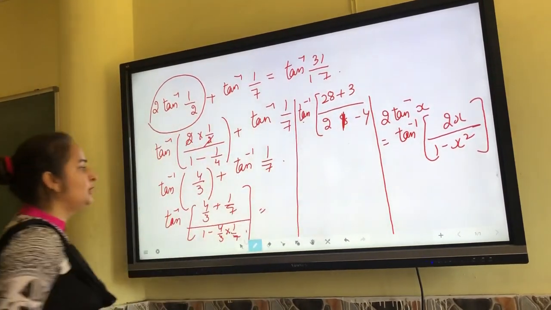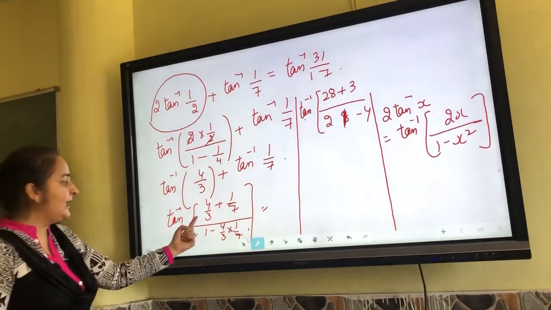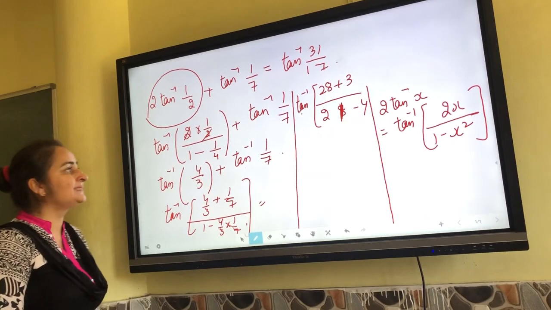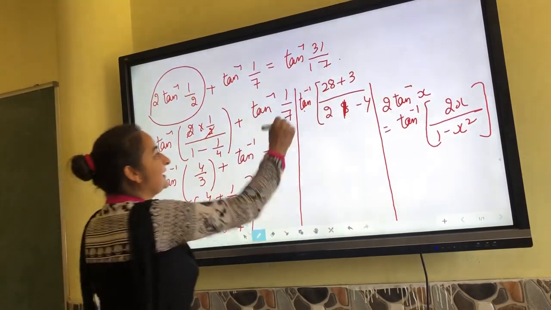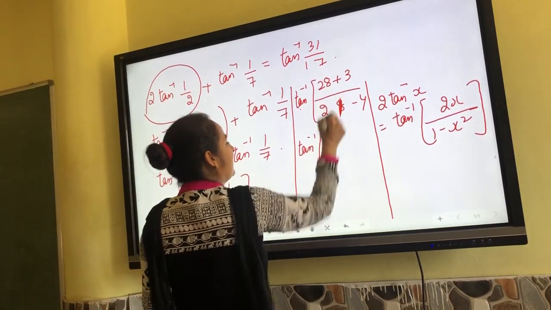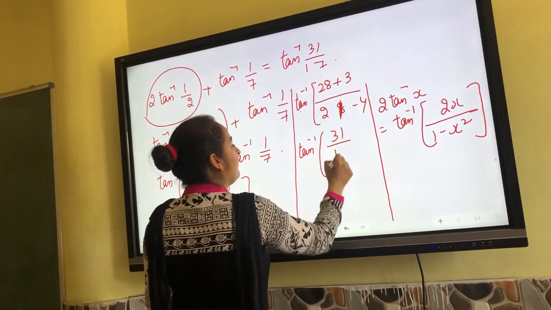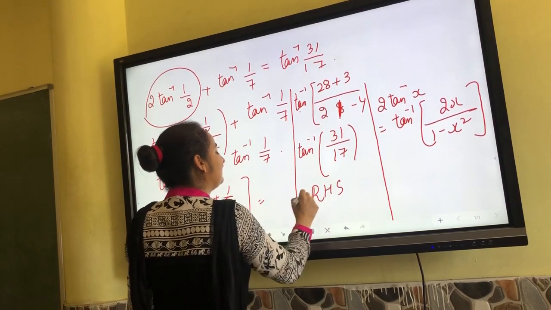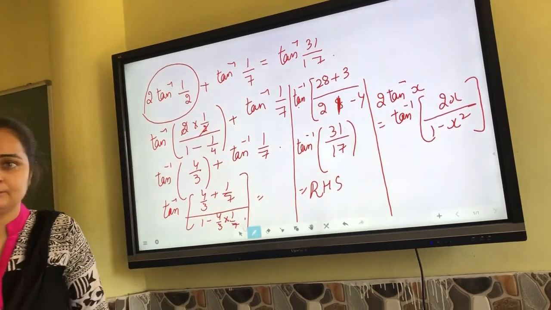21 minus 4, not 28. And here the LCM is 21, here again LCM is 21, this will cancel out. The result is tangent inverse of (28 plus 3) upon 70, that is 31 upon 70. And this is equal to the right hand side. This is the end of the question.